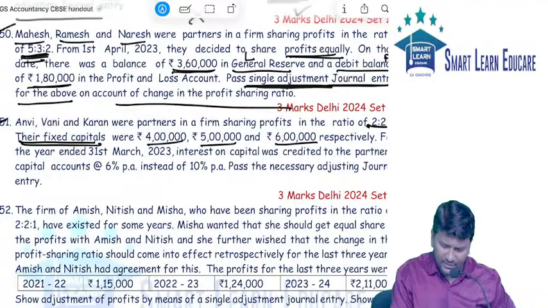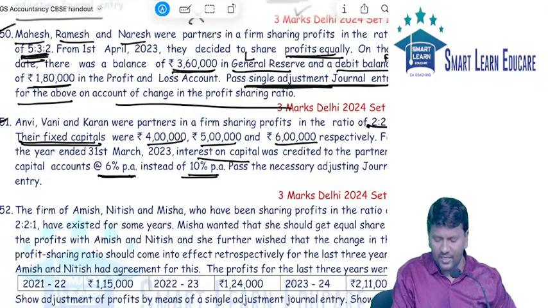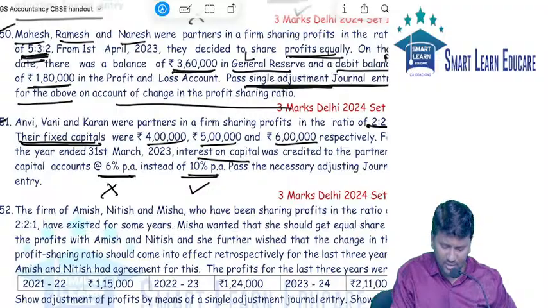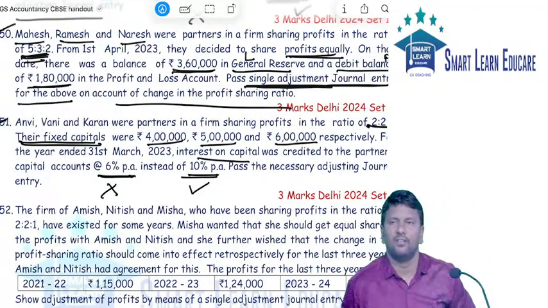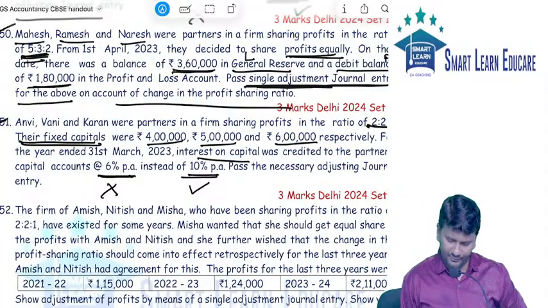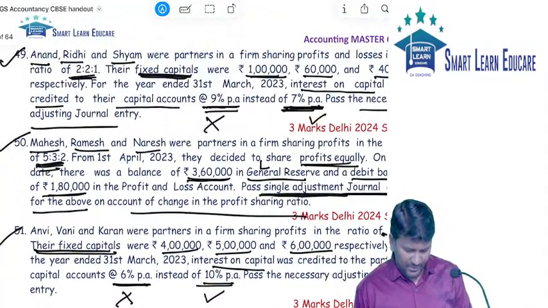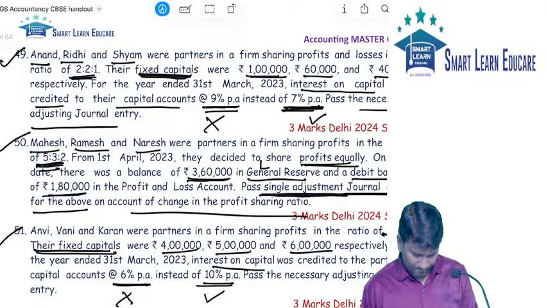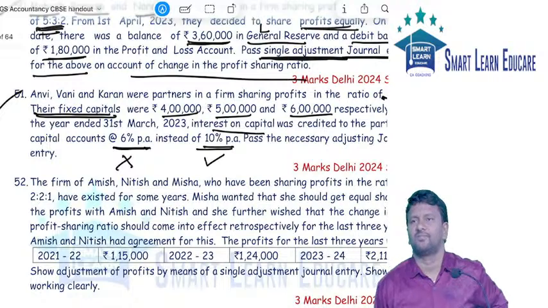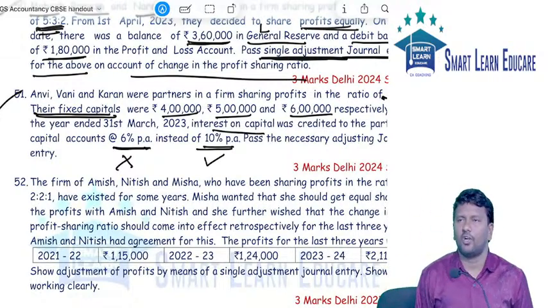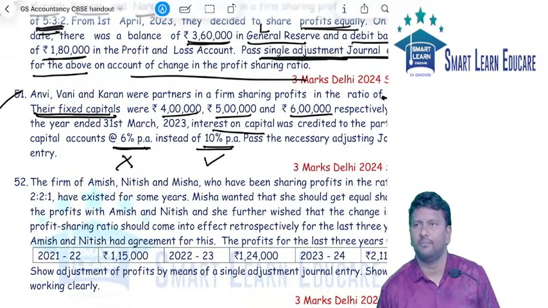For the year ended 31st March, interest on capital was credited to the partners at the rate of 6% instead of 10%. 10 is correct, 6 is wrong. Pass the necessary adjusting entry. Try it. Solve it like question number 49. Try.